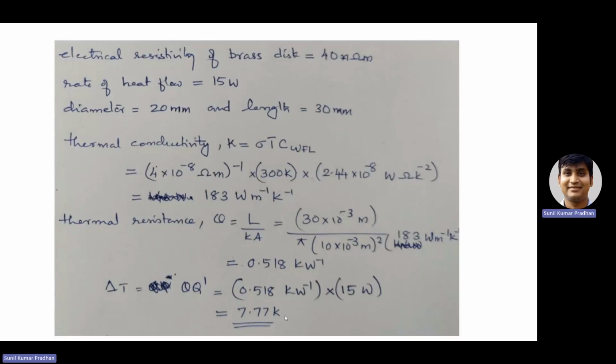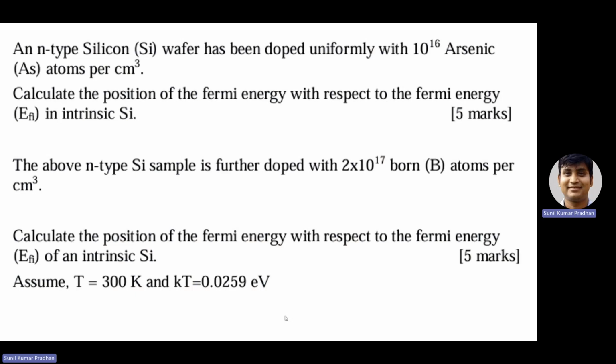Now let's move on to the next question. An N-type silicon wafer has been doped uniformly with 10^16 arsenic atoms per centimeter cube. Now calculate the position of Fermi energy with respect to the Fermi energy of intrinsic silicon.